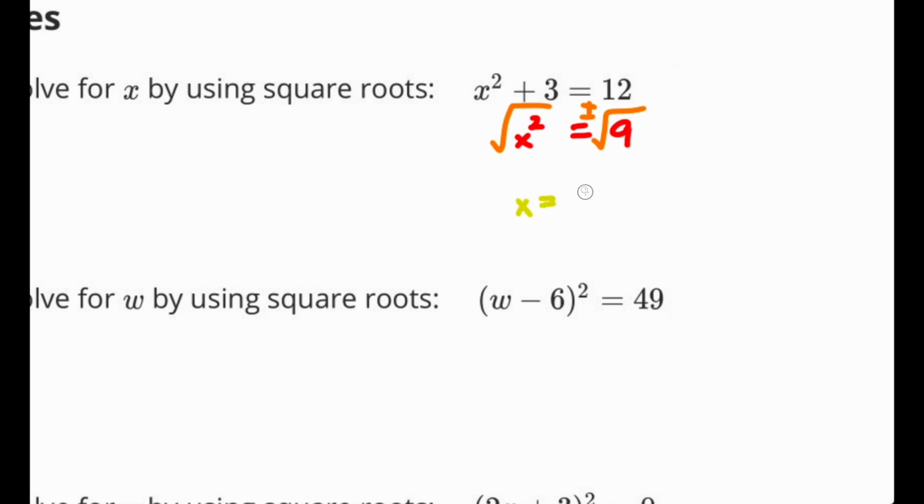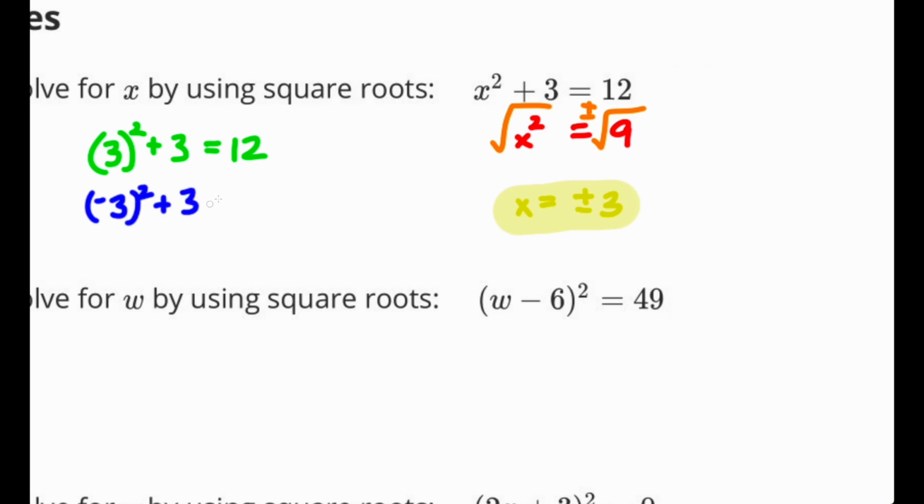I'm going to explain why in just a second, but your answer should be plus or minus 3 because it's plus or minus the square root of 9. Now the reason why you want the plus or minus is because if you think about it in the original equation, if you did 3 squared plus 3, that's 9 plus 3, that's 12. But at the same time, if you did negative 3 squared plus 3, that's still 9 plus 3, which is equal to 12. So you need to do both the positive and negative version whenever you do a square root.